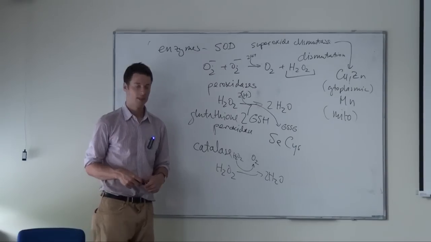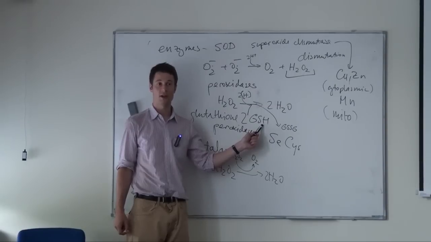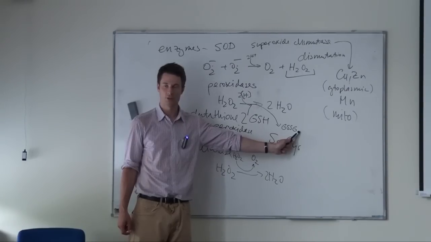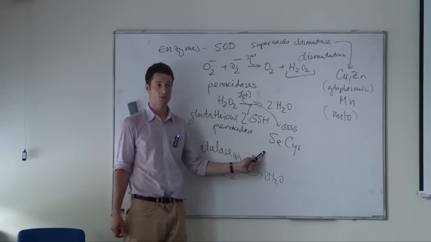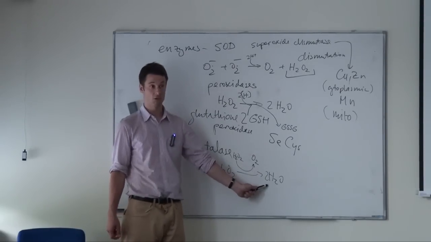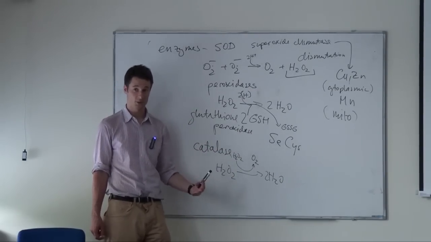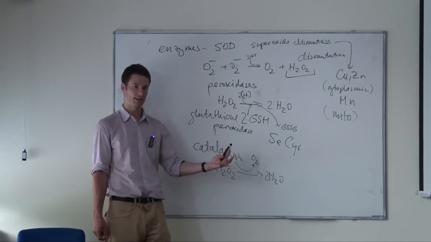Does it make sense? So here we took reduced glutathione, and we oxidized it to oxidized glutathione. Just nod your head or shake your head if you don't follow. Okay? Here we took hydrogen peroxide and we oxidized it to oxygen. And this hydrogen peroxide was reduced to water. In effect, what catalase does, it dismutates hydrogen peroxide. So catalase is basically hydrogen peroxide dismutase, only it's not called that.